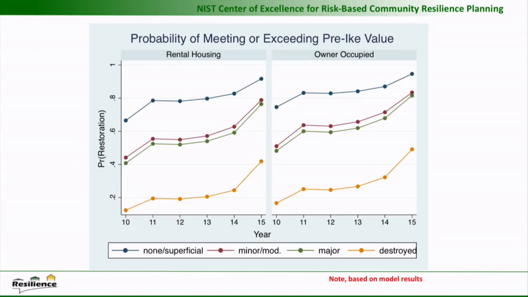Just to give you a sense of that, here are two graphs, one for rental housing and one for owner-occupied. On our y-axis are the probabilities of meeting or exceeding restoration values. We've got time on the x-axis, and it's a little bit subtle to see, but clearly for rental housing, the probabilities, whether we're looking at high or low damage states, or superficial versus destroyed damage states, are significantly lower in terms of meeting restoration throughout those periods. So again, we are able to capture some of those discrepancies.